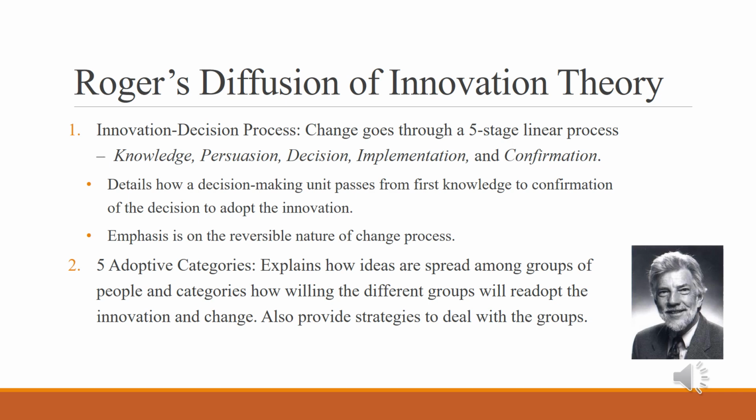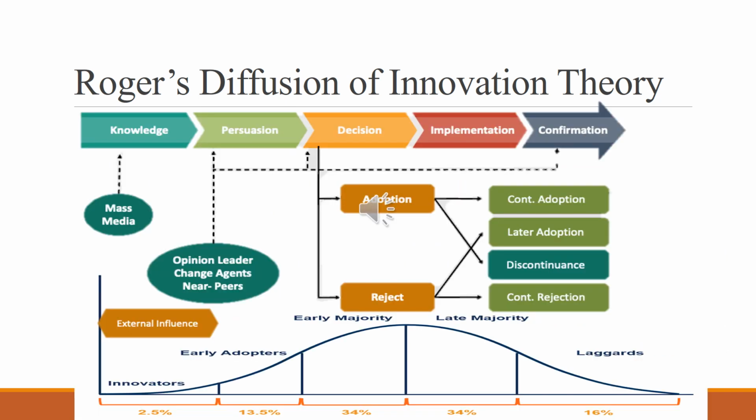The next point that he shared is the 5 adopter categories. He believes that different people or different groups of people will respond to innovation and change differently. And he classified these groups of people into 5 categories. He also proposed strategies to deal with the groups. Now let's have a look at the next slide to understand more. So this is a pictorial diagram to explain what Rogers' diffusion of innovation theory is all about.